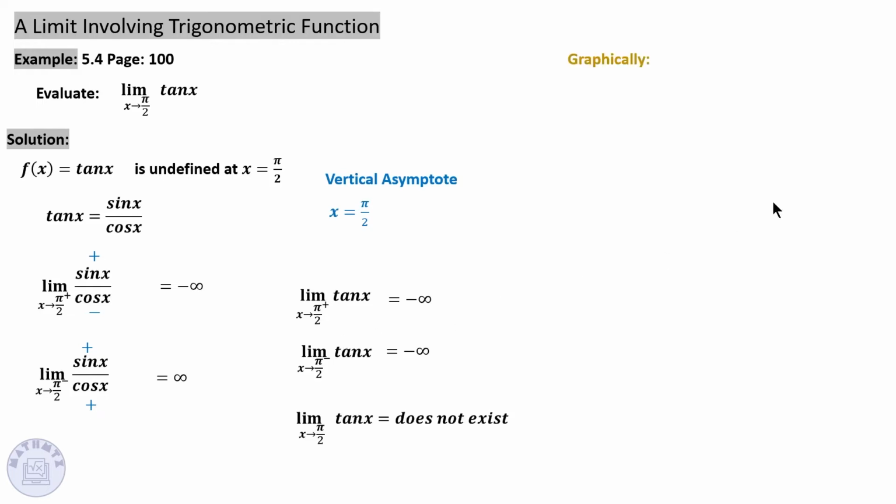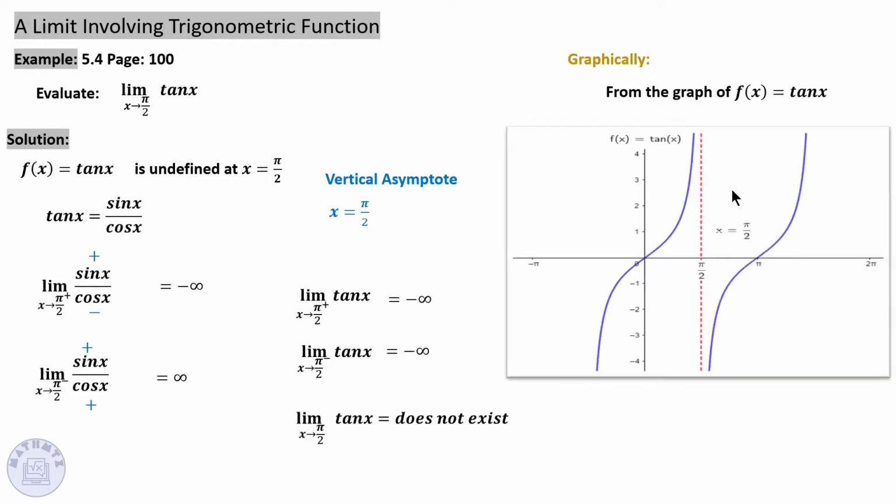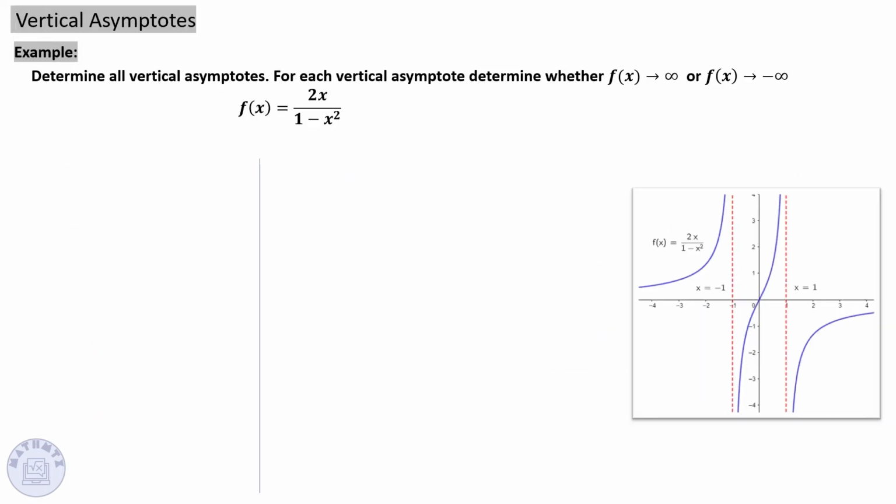And you can verify this looking at the graph. Here's the asymptote and the limit on the right side. On the left side, you can see they are approaching different infinities. Now, in this example, we've been asked to determine all vertical asymptotes. And for each vertical asymptote, at each point, we need to find the limit from the right and from the left side and decide whether the function is going to infinity or negative infinity.